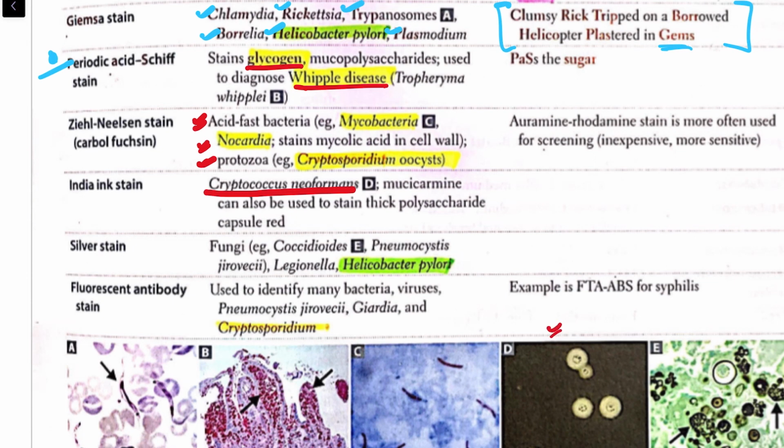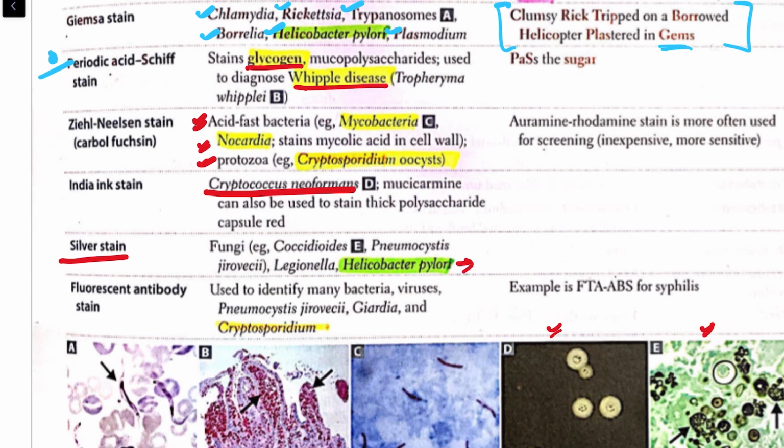Then silver stains are usually used for fungus. Remember, silver stains will have black appearance, and it can be used to demonstrate Coccidioides, Pneumocystis jirovecii, which has a saucer and cup appearance, which we saw again in the pathology slides. Then other organisms are Legionella and Helicobacter pylori.